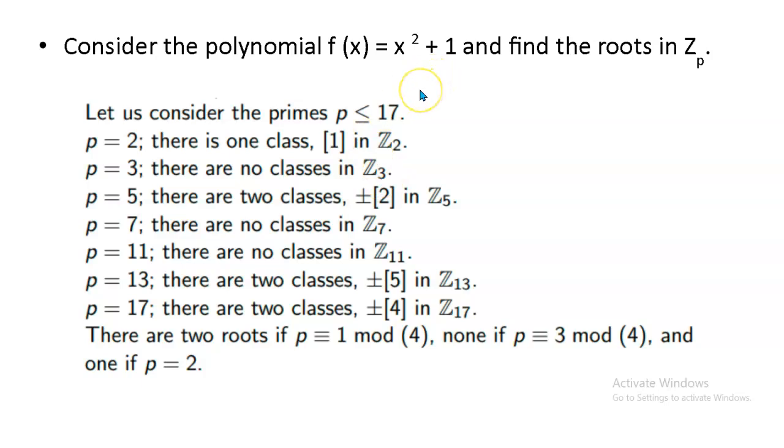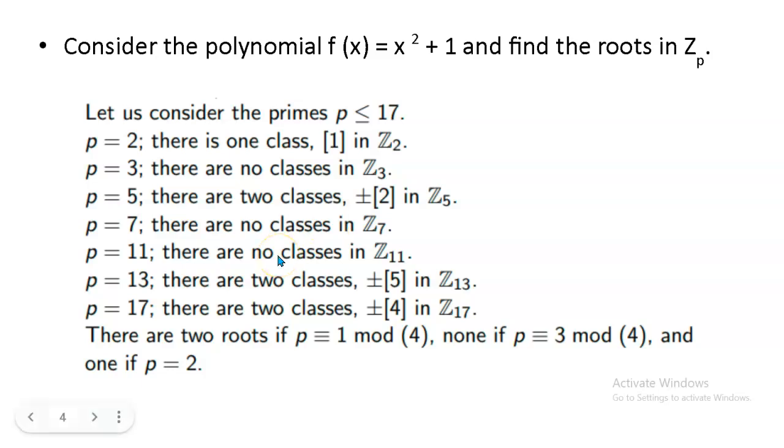Next, for the prime number 5, if you take the number 2, you get 2² + 1, that is 5. So if you take 2 or −2, you get 5, and f(x) ≡ 0 mod 5. So there are two classes, ±2, in Z_5.